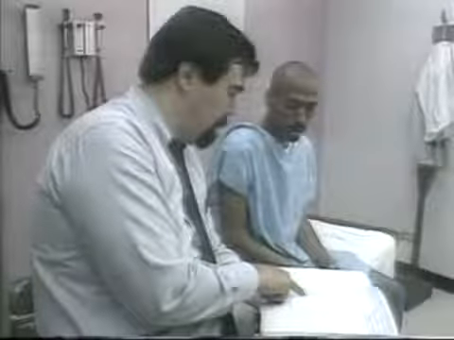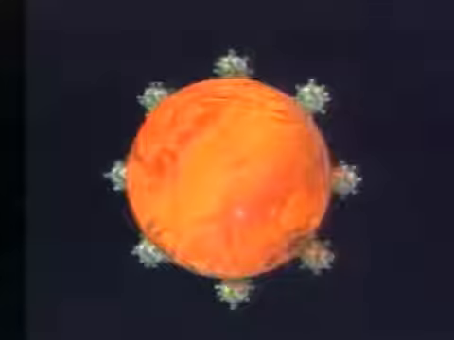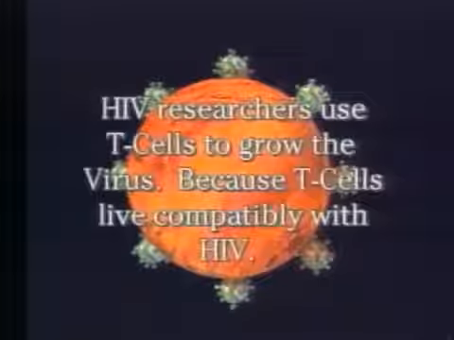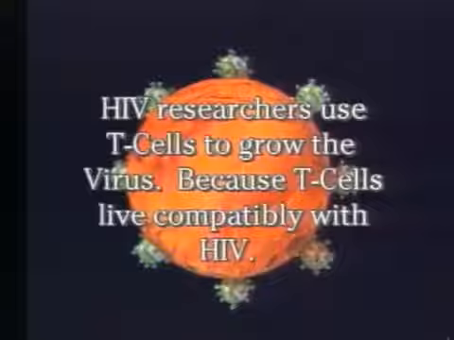AIDS patients are losing T cells, and because these are the cells HIV infects, it was assumed that HIV was killing them. But only under rare laboratory conditions do retroviruses kill their host cells. In fact, Robert Gallo and other AIDS researchers use T cells to grow the virus because T cells live quite compatibly with HIV. This claim that a retrovirus was killing T cells was what sparked Peter Duesberg's suspicions based on his experience with retroviruses in cancer research.